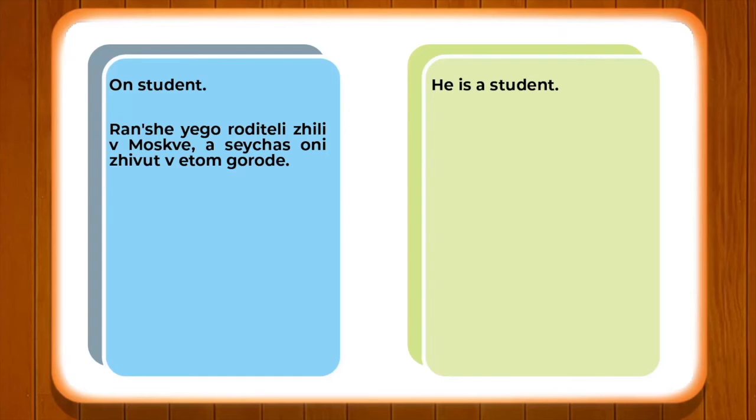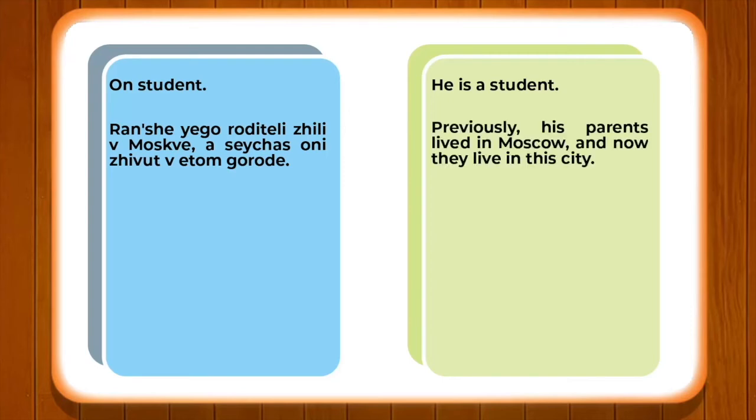Раньше. Раньше родители жили в Москве. So here you can see in the prepositional case we have used Moskve and the conjugated form of жить in the past tense for они, because родители is plural, parents. Раньше, earlier, his. So earlier his parents lived in Moscow. А сейчас они живут в этом городе.